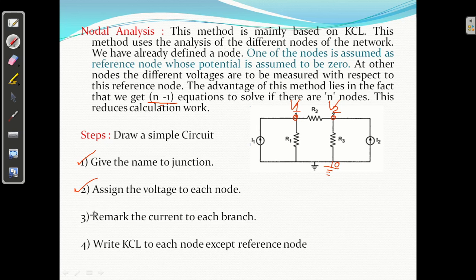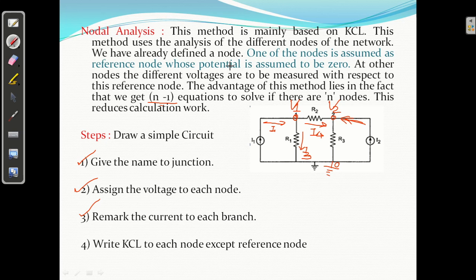Third, remark the current in each branch. This is the current I1. You can remark in this way. Let us say I2. Sorry, I2 is remarked here like this. In this way, don't remark here; remark this one as I3, and let us say I4.